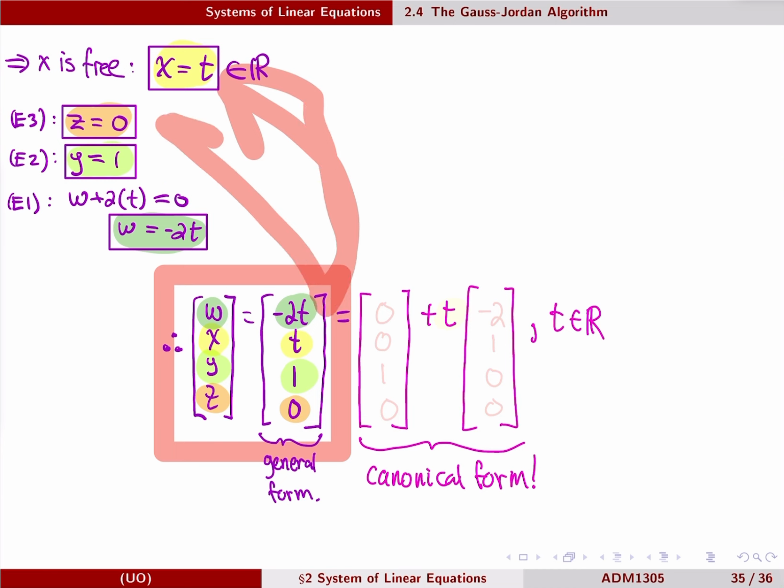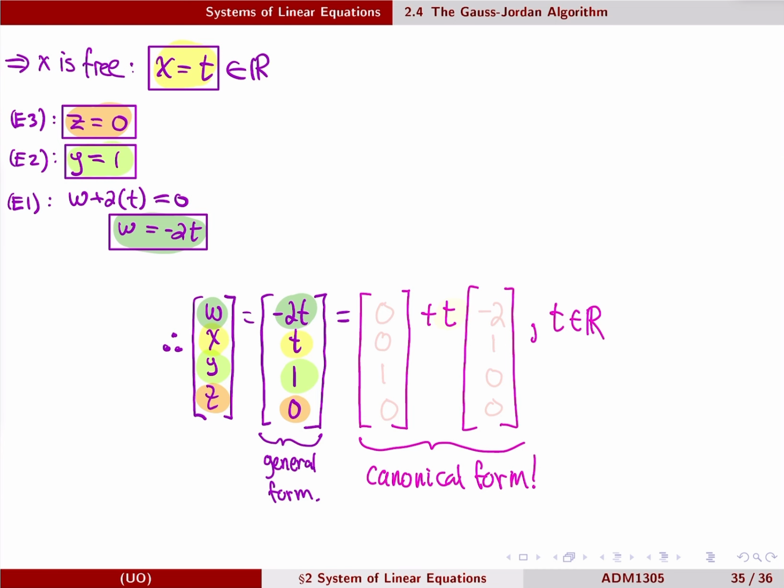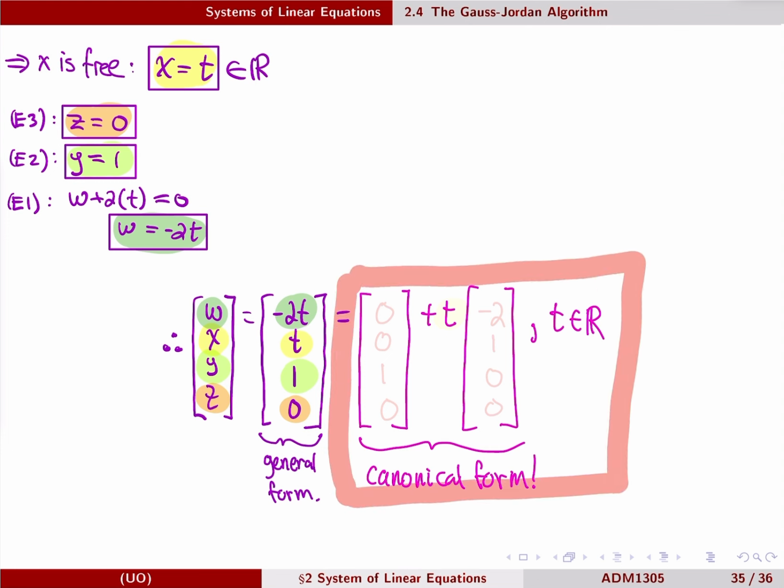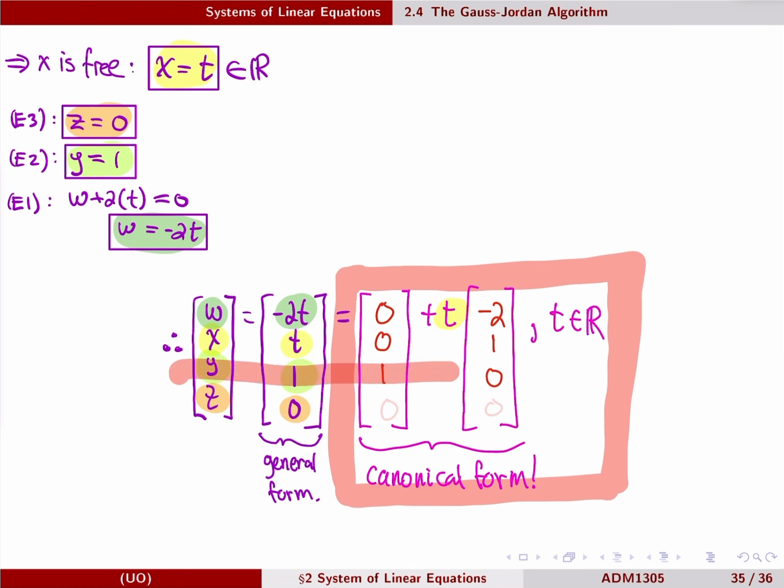And remember, I'm always going to ask you to break this general solution into canonical form. That's the right way to present your solutions. So I need two column matrices, one for the constant and one for the multiples of t. When I read my first equation for w, I have 0 minus 2t. So that's how I break my first equation. For x, I have 0 plus 1t. For y, I have 1 plus 0t. And for z, I have 0 plus 0t. And that's my general solution in canonical form.